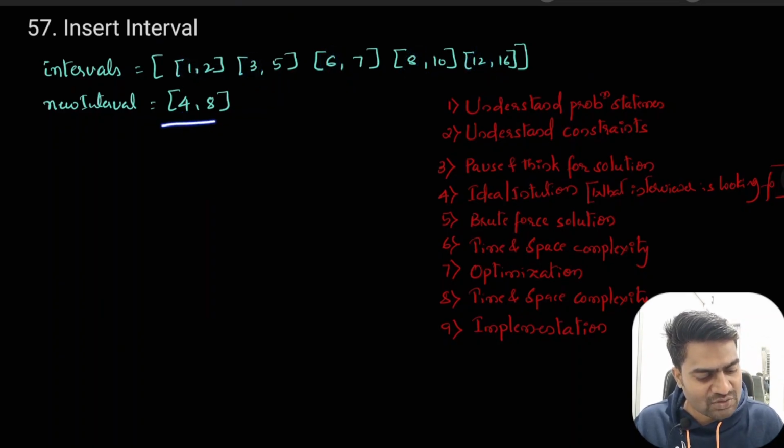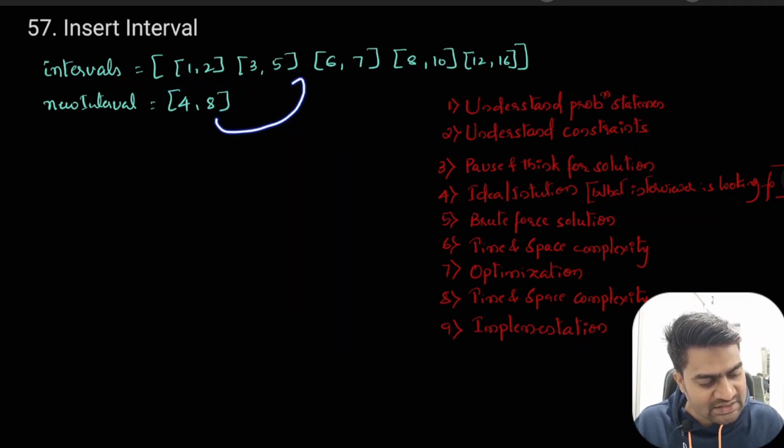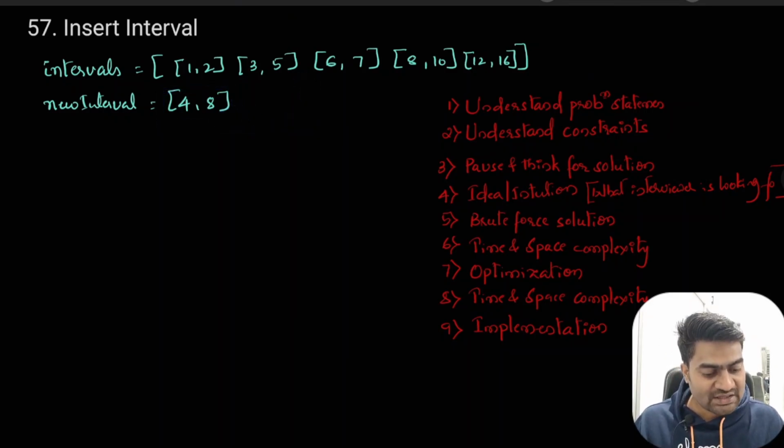Now they have also given this particular interval. You need to insert this new interval into your intervals array such that it is added in the right position, and if there are any overlapping intervals, then you need to merge them. So it points to our previous problem, which is merge intervals. I recommend you go back and watch that video, and then come and watch this particular video.